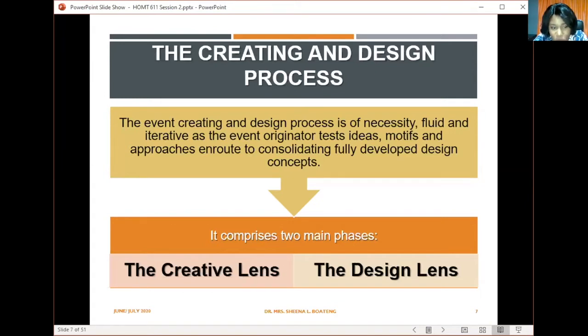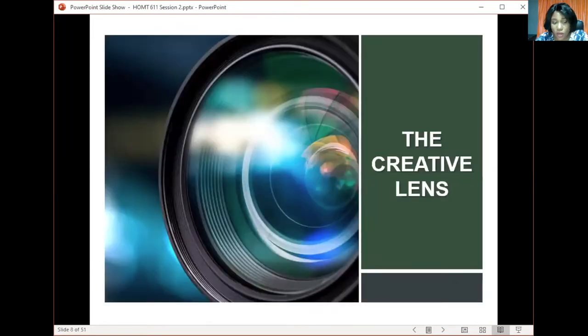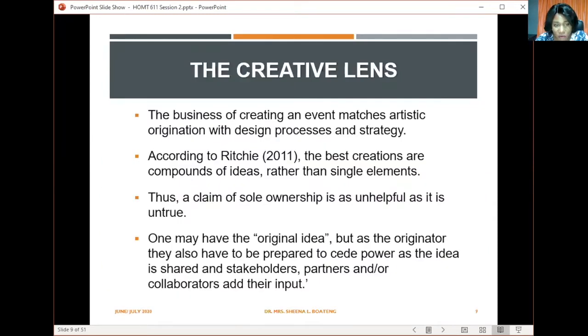And there are 2 levels of the creation and design process. The first level is the creative lens, and the second level is the design lens. And we are going to break them all down right now. So let's start with the creative lens. Now, the business of creating an event matches artistic origination with design processes and strategy. So once you have artistically and creatively come up with the idea, you now have to design processes and strategies to create an event out of it.